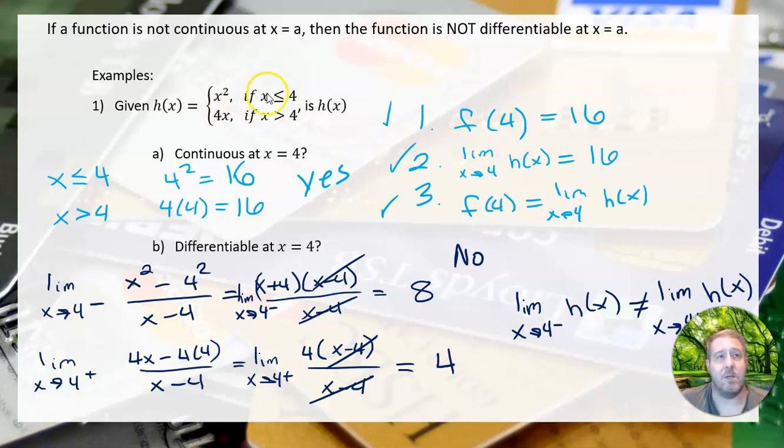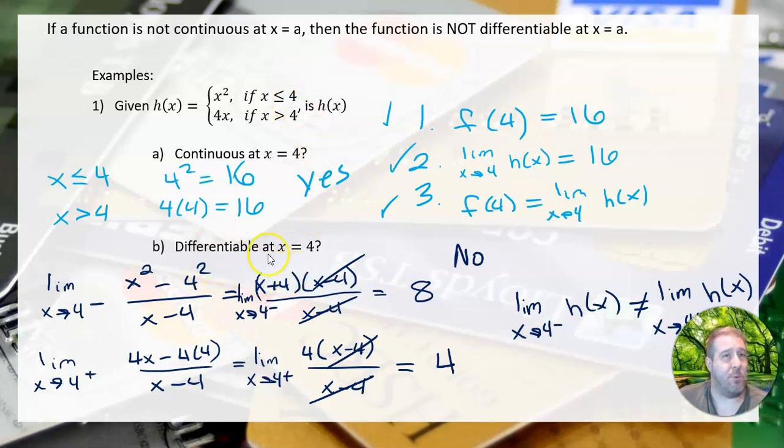Yes, it is continuous. This is quadratic. This is linear. So those two pieces are also going to be continuous on their entire domains as well. So we have checked to make sure that they are also continuous at 4. That is the one point that we had to worry about.